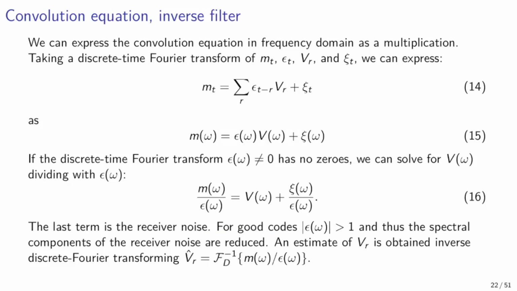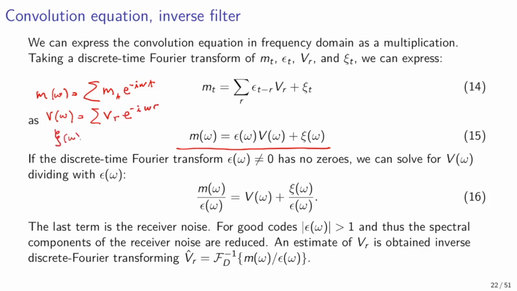As I stated earlier, a Toeplitz matrix can be diagonalized using a Fourier transform. What this means is that we can convert the convolution equation in time domain to a multiplication in frequency domain. This is a well-known property of the convolution operator and widely used in signal processing. The convolution equation describing the relationship between scattered complex voltage and transmit waveform can therefore be expressed using discrete time Fourier transforms in the form given in equation 15.